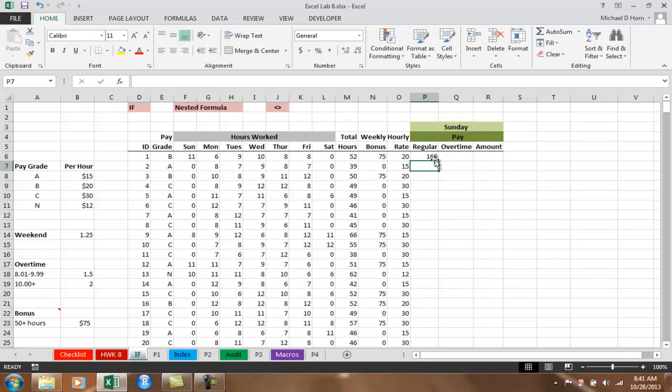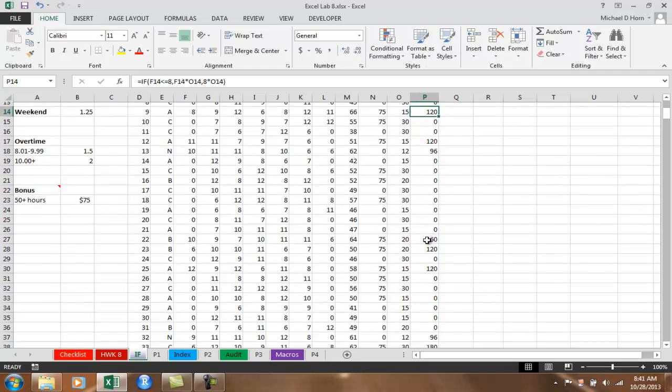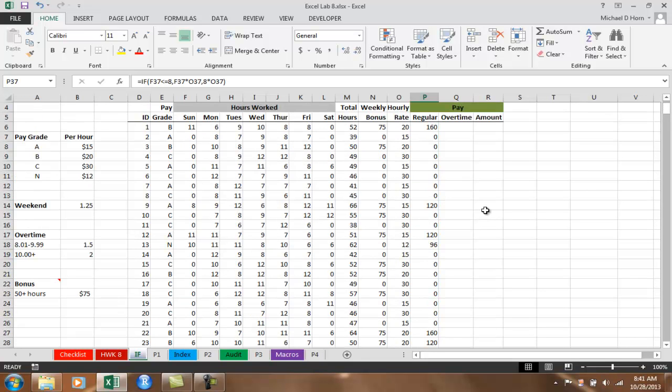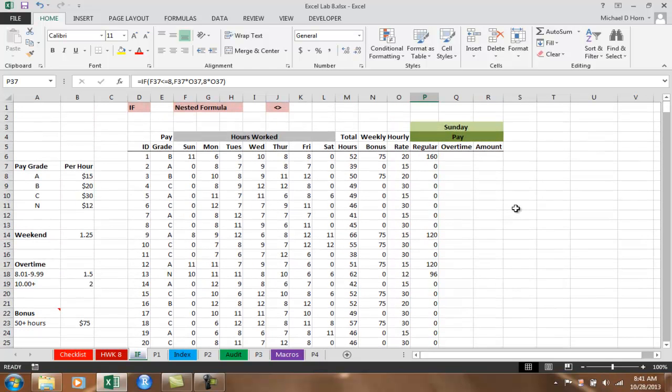Okay. So that guy worked at least 8 hours. There's 160 for him. That looks good. So again, I'm just sort of checking my stuff here to make sure. Here's a guy. He worked 9 hours, but 8 times 12 is 96. Okay. So we took care of the regular pay. So now all that's left to do is calculate their overtime pay. And so we can deal with that.